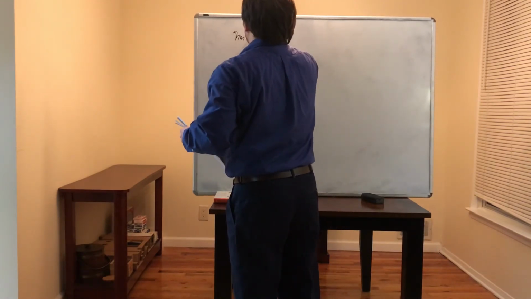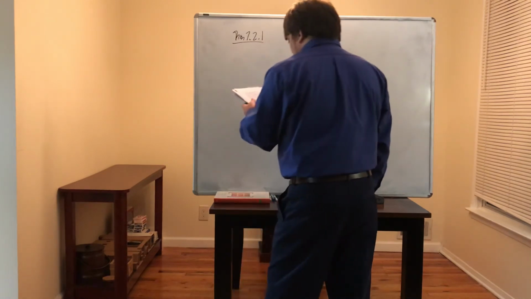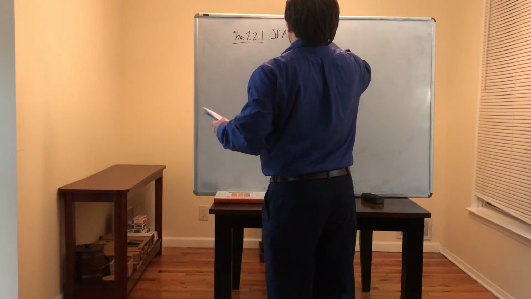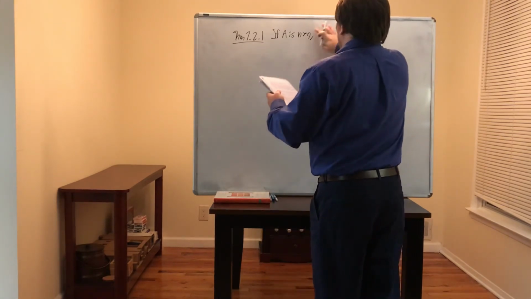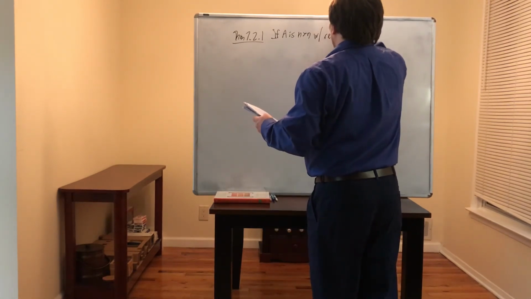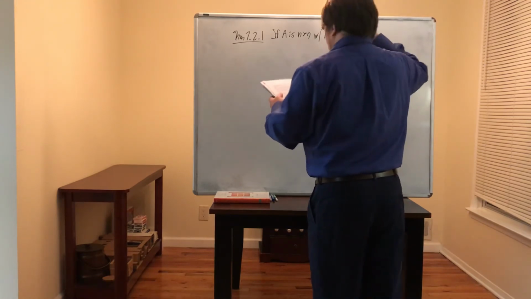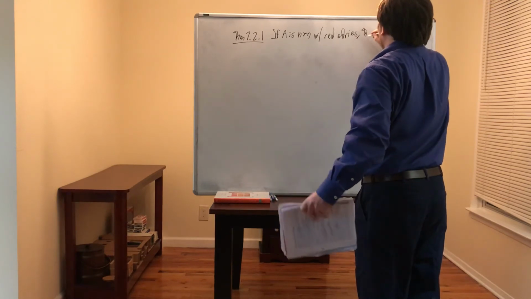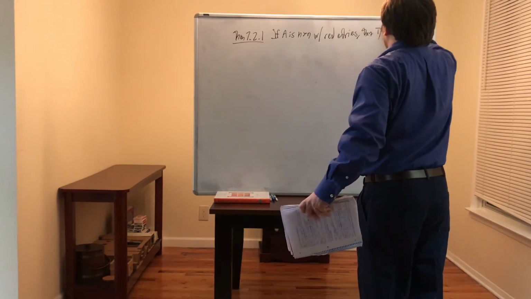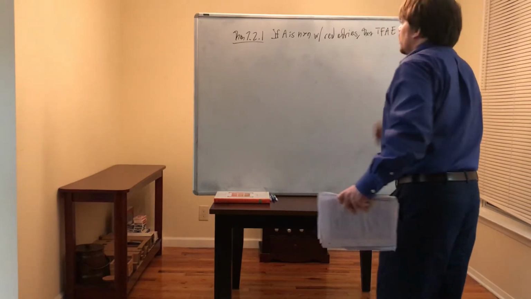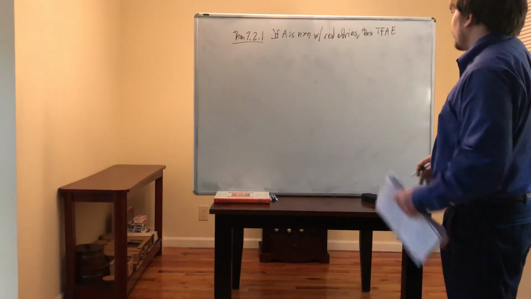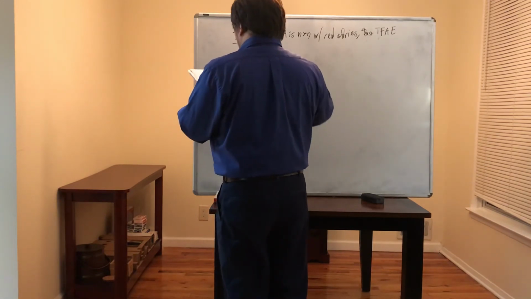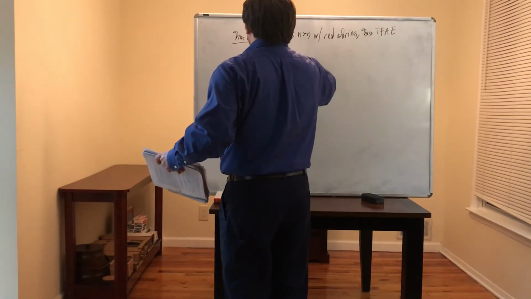Theorem 7.2.1. Okay, if A is n by n, so if A is an n by n matrix with real entries, then the following are equivalent. I'll write the word then so it's clear how the if then statement is working. Okay. So if A is an n by n matrix with real entries, then the following are equivalent. Statement A, A is orthogonally diagonalizable.